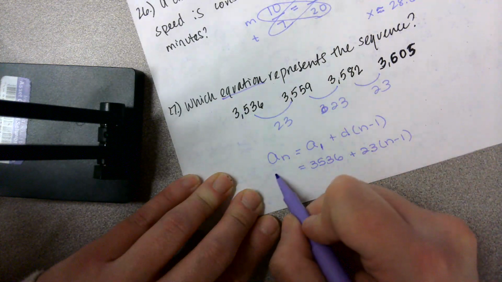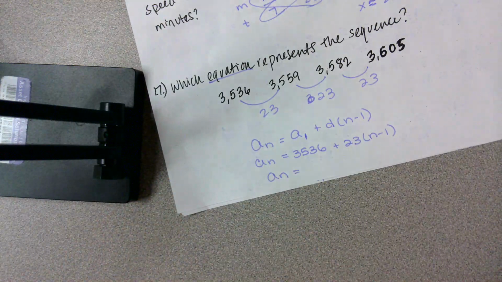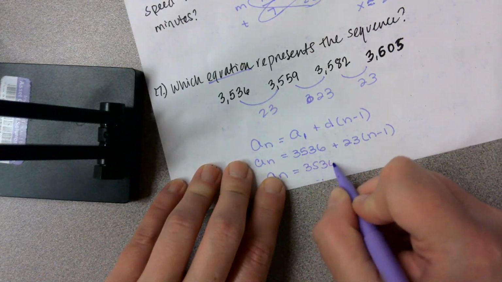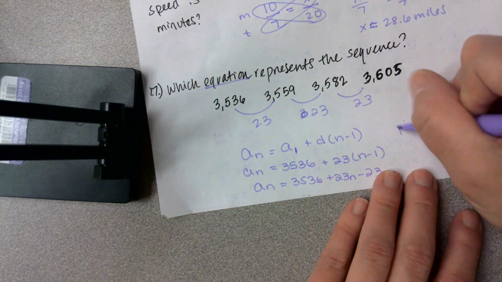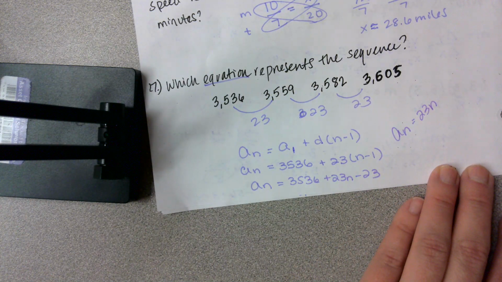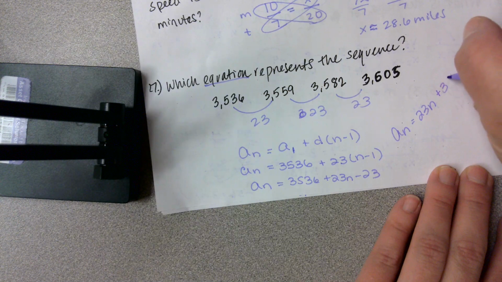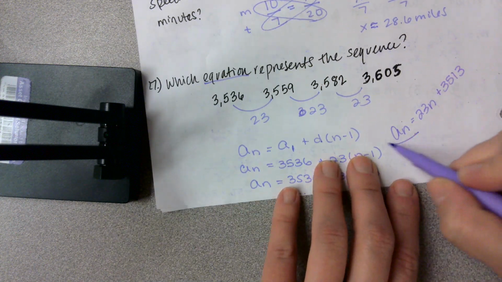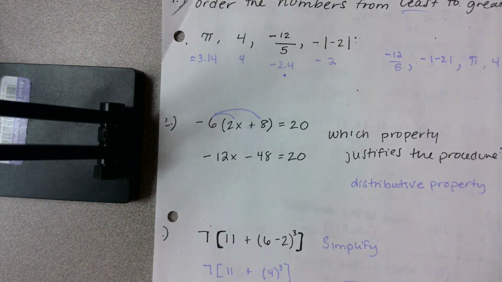It says write the equation. So whatever term you're trying to find, it's going to be 3536 plus 23n minus 23. So a sub n equals 23n plus 3513. And that's it.